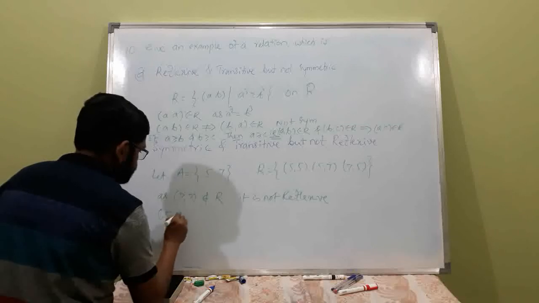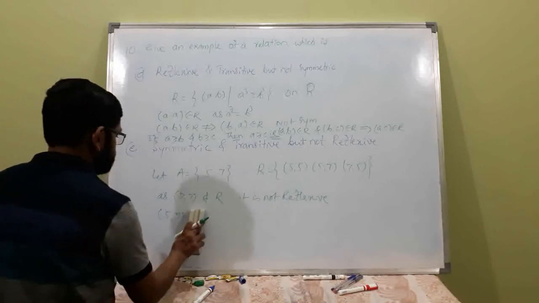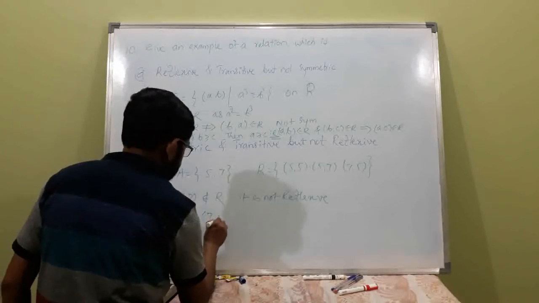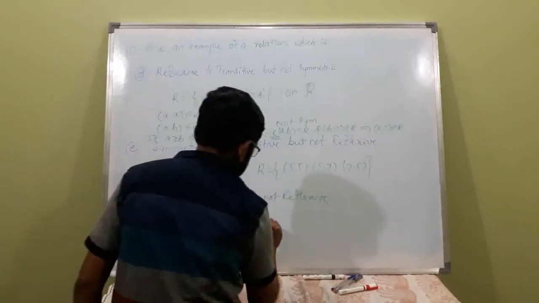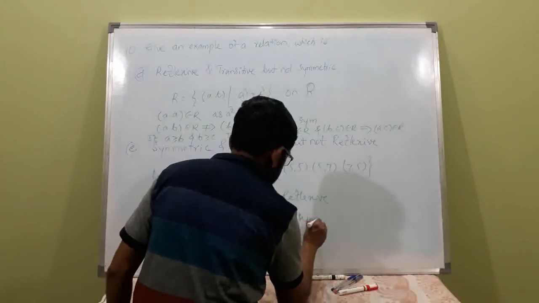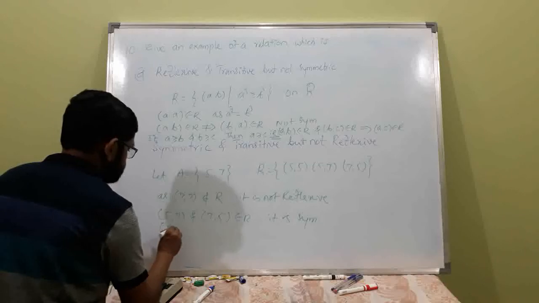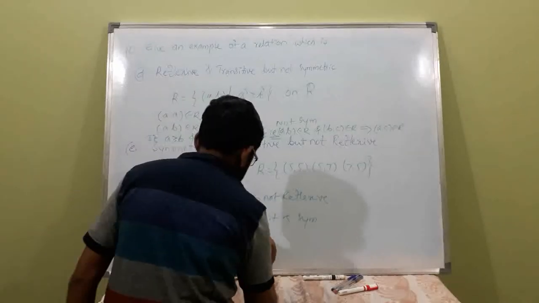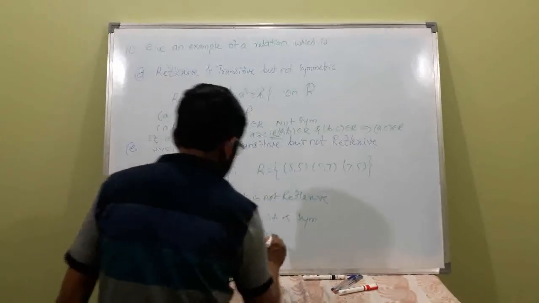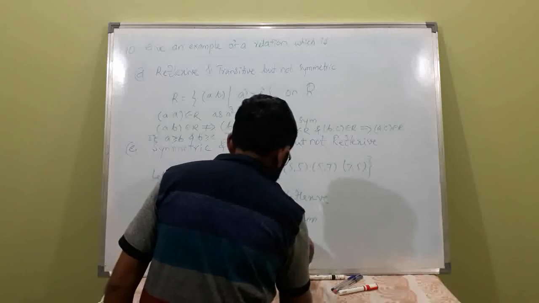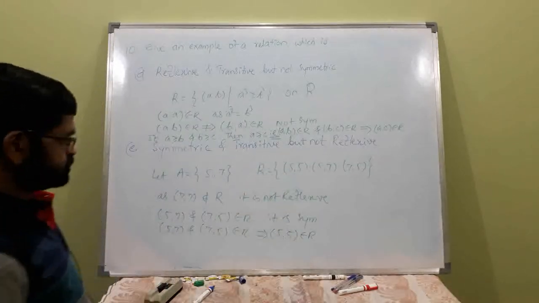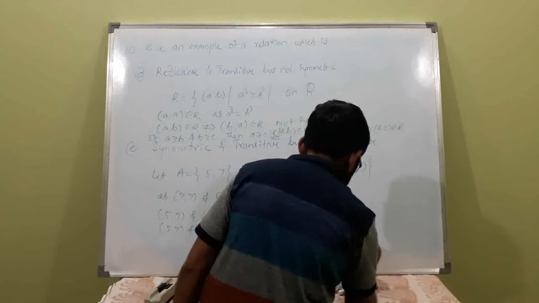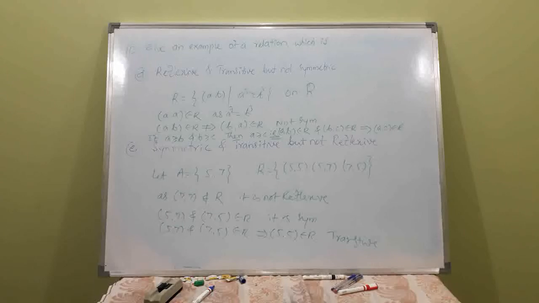(5, 7) and (7, 5) both belong to R, so it is symmetric. (5, 7) and (7, 5) belong to R implies (5, 5), and (5, 5) belongs to R, so it is transitive. This completes the 10th example.